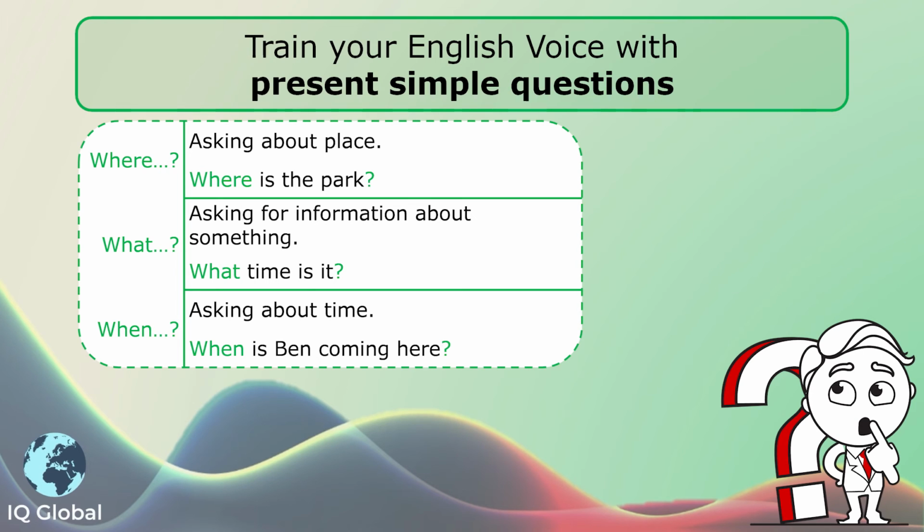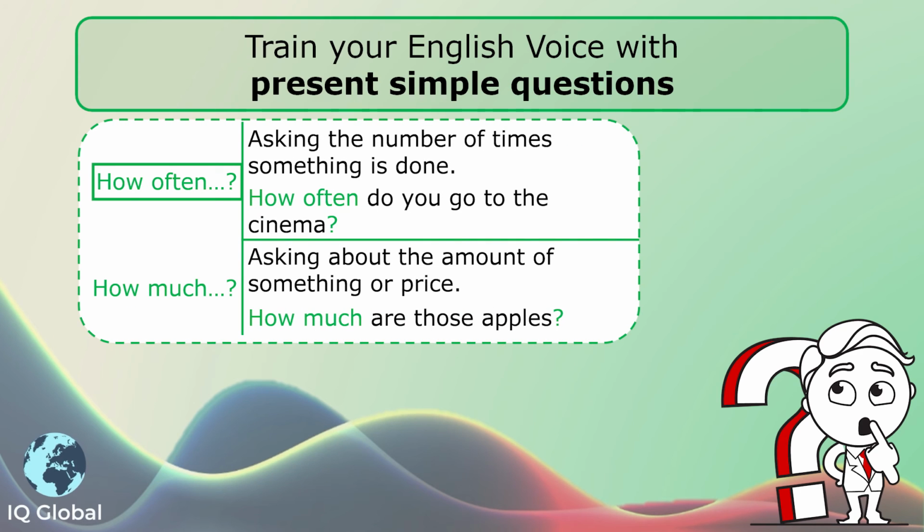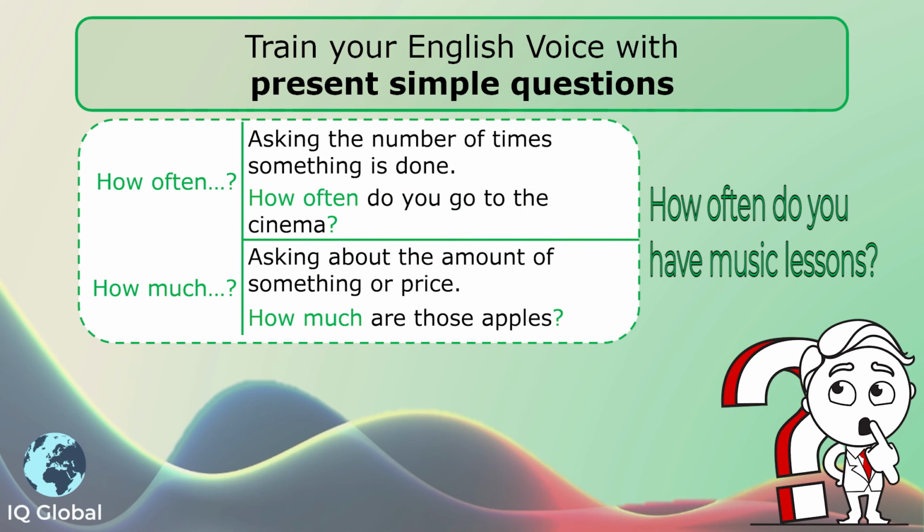Number 3, when? This is asking about time. For example, when is Ben coming here? Or when will she be leaving? The next one is how often, and this is asking the number of times something is done. For example, how often do you go to the cinema? Or how often do you have music lessons?